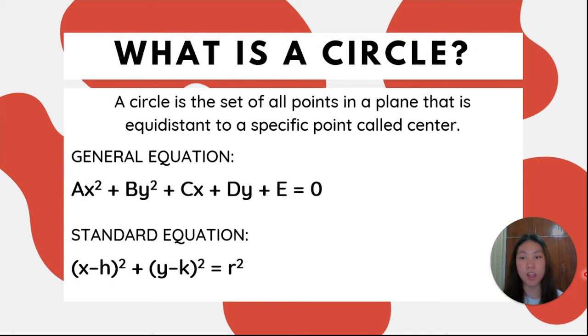What is a circle? A circle is the set of all points in a plane that is equidistant to a specific point called center. The general equation of a circle is ax squared plus by squared plus cx plus dy plus e is equal to 0. The standard equation of a circle is quantity x minus h squared plus quantity y minus k squared is equal to r squared, wherein r is the radius.